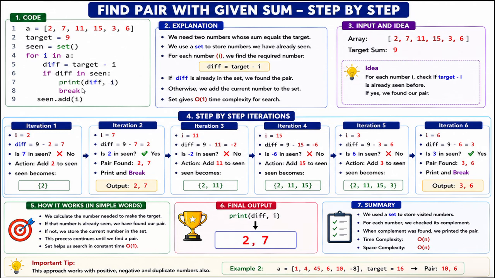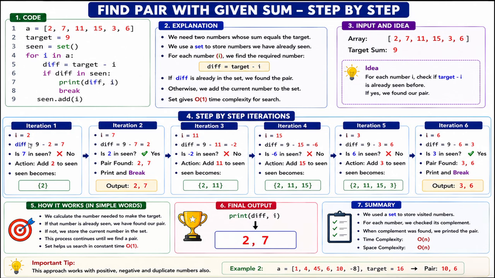Now let us see the first iteration. Here, the values of i are 2, 7, 11, 15, 3, 6. Now let us see the iterations here. When we get that pair, it will break. Now let us see the first iteration.